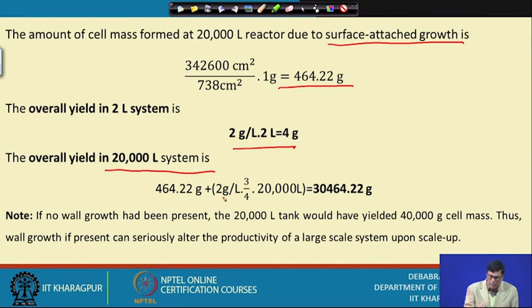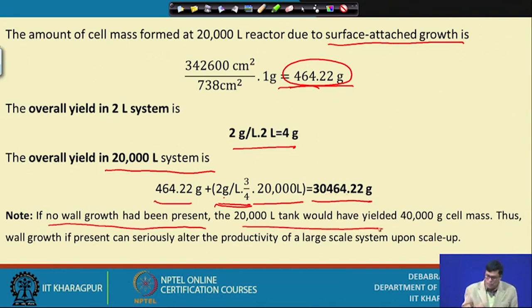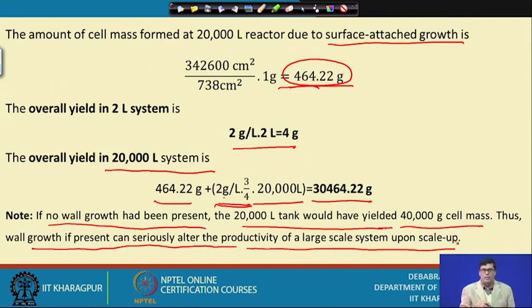The concentration was 2 gram per liter, and 75% is in suspension. So 3/4 × 20,000, plus this is due to the attached growth. So the total gram of cell mass you can get is about 30464.22 gram. So if no cell growth had been present on the wall in the 20,000 liter, then 400 gram cell mass. Thus cell growth on the wall, if present, can seriously alter the productivity at the large scale upon scale up.